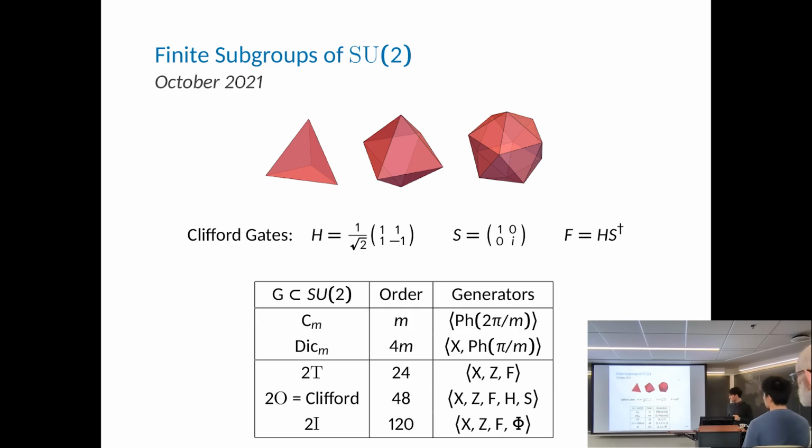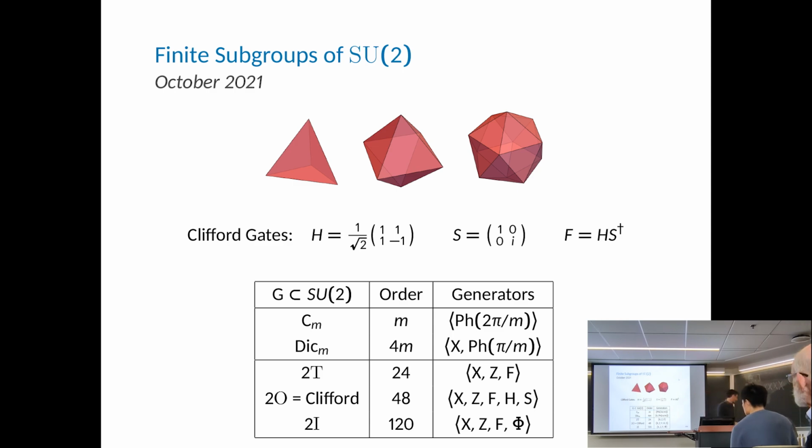And the interesting ones are these 3 at the bottom. There are some infinite families that I listed up top. So 2T is the tetrahedron, 2O is the octahedron, and 2I is the icosahedron. And there's this really nice exceptional symmetry that shows up in these 3 special subgroups. And I said, okay, cool, I wonder what kind of codes have these as their transversal gate group.